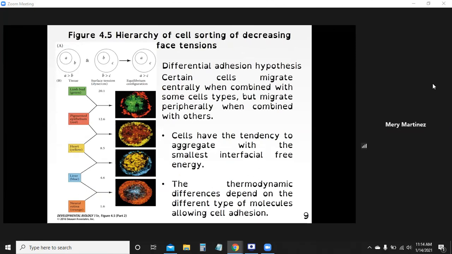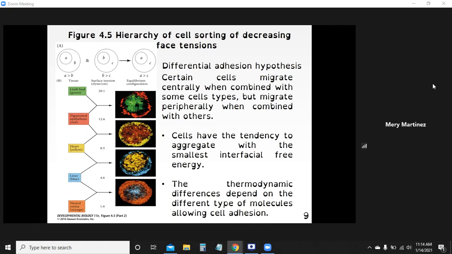Okay, so cells have the tendency to aggregate with the smallest interfacial free energy. This means that cells rearrange themselves into the most adhesive arrangement.